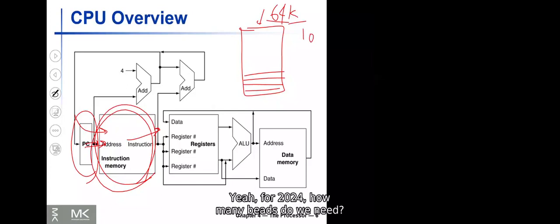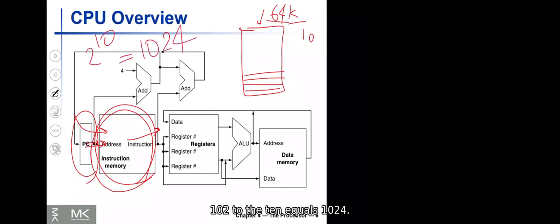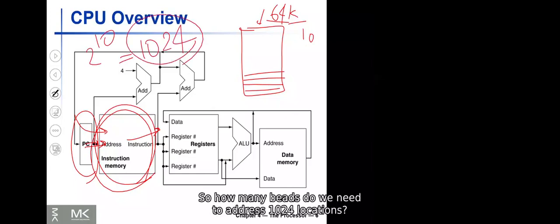For 1024, how many bits do we need? 1024 is 2 to the 10. 2 to the 10 equals 1024. So how many bits do we need to address 1024 locations?